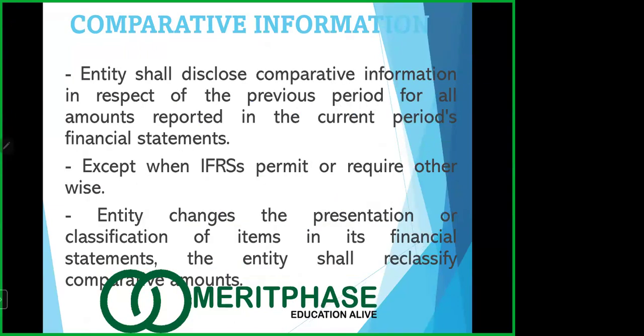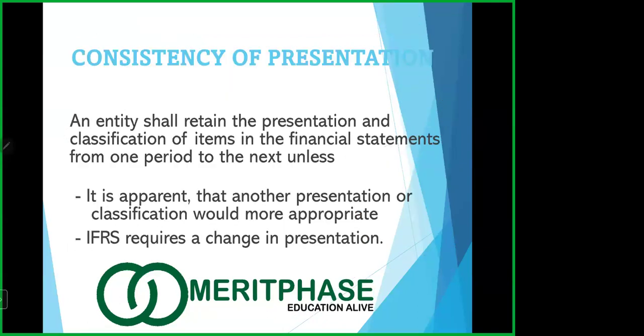An entity shall disclose comparative information in respect of the previous period for all amounts reported in the current period's financial statements. You have to disclose the comparative information when you are reporting the current period, except when IFRS permits or requires otherwise. If there is any other standard, like IAS 8 or IAS 7, that says you don't need to do this, then it's fine. If an entity changes the presentation or classification of items in its financial statements, the entity shall reclassify comparative amounts. Consistency of presentation: an entity shall retain the presentation and classification of items in the financial statements from one period to the next. I'm just reading it because I had done the discussion just before.